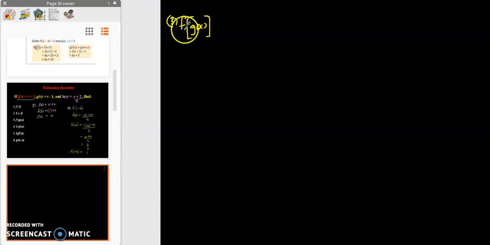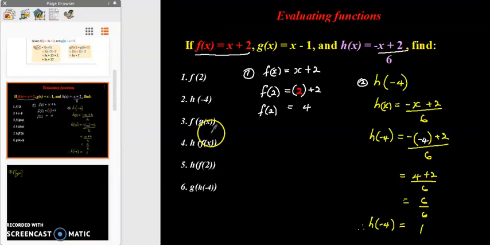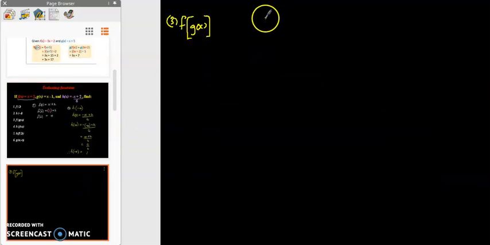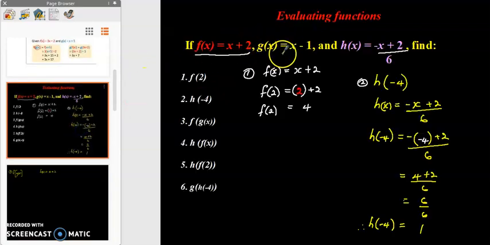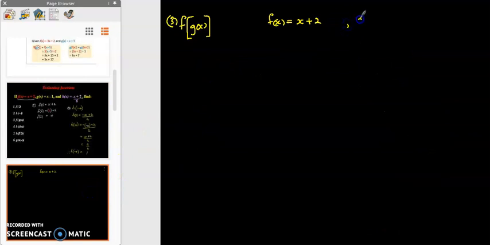If you notice the functions that we have, f(g(x)), you're going to go back to the original question and look at the f function and the g function. So the f function says f(x) equals x plus 2, right? And g(x) equals x minus 1. And if you notice what is happening right here, g(x) was put into the f(x) function.